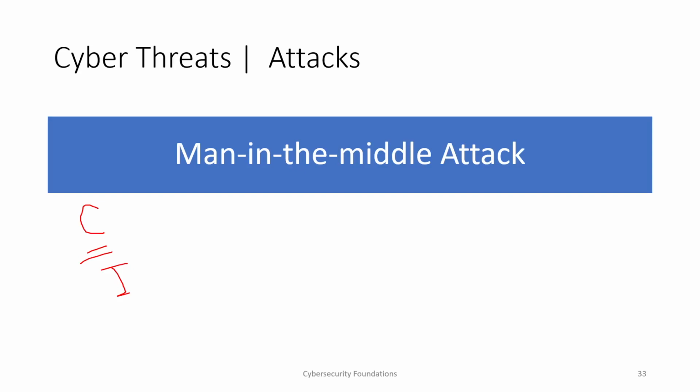and send the data to another one. We can also affect availability, because if the one who intercepted the communication does not respond or forward the traffic, these two parties will not be able to communicate or reach each other. So man-in-the-middle is one of the attacks that affect all aspects of the CIA triad.